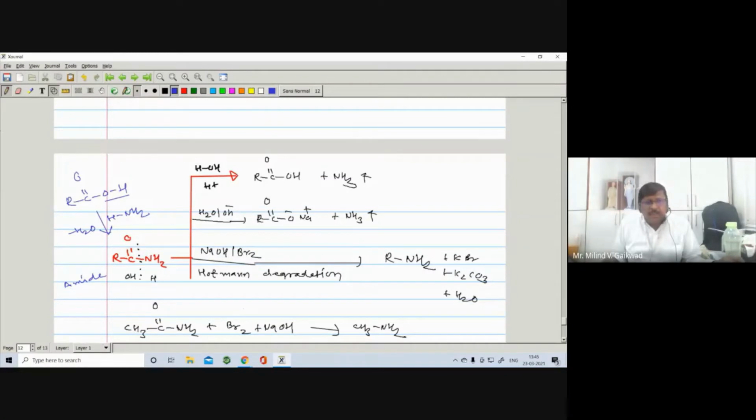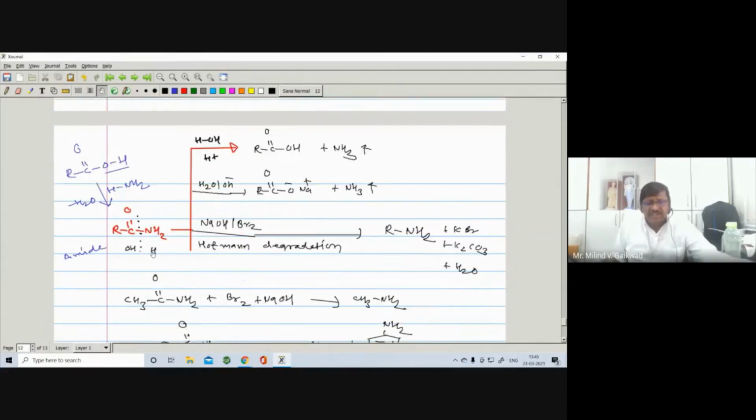In the chemical properties, when amide undergoes hydrolysis in the presence of acid, there is a formation of carboxylic acid with removal of ammonia. And when amide undergoes hydrolysis in the presence of alkali, there is also a formation of acid, which will convert into sodium carboxylate in the presence of alkali, with removal of ammonia.